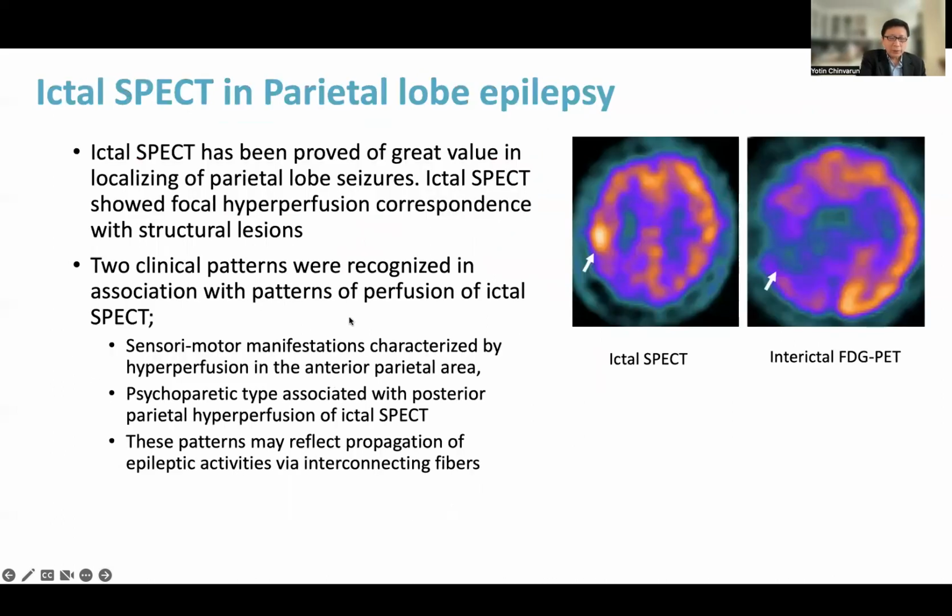How about SPECT in parietal epilepsy? It has proved to be of great value in localizing parietal seizures. Ictal SPECT shows focal hyperperfusion corresponding with the structural lesion. Two clinical patterns have been recognized in association with the pattern of perfusion on ictal SPECT in parietal epilepsy. One is the sensorimotor manifestation, usually characterized by hyperperfusion in the anterior parietal area. The psychic type is associated with posterior parietal hyperperfusion demonstrated on ictal SPECT. So this pattern may reflect propagation of epileptic activity via the interconnecting fibers.